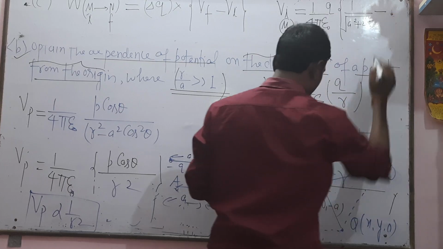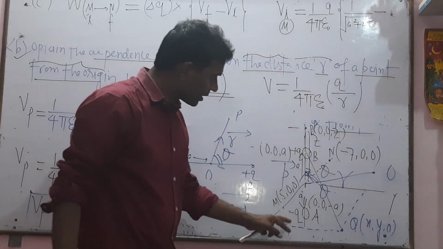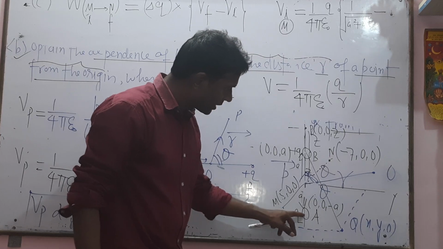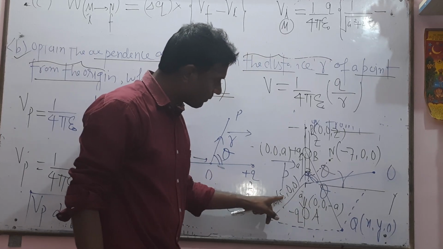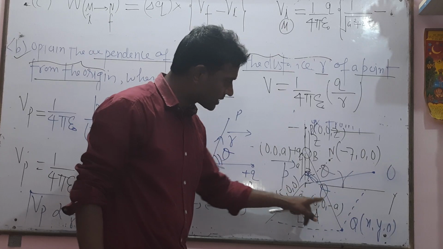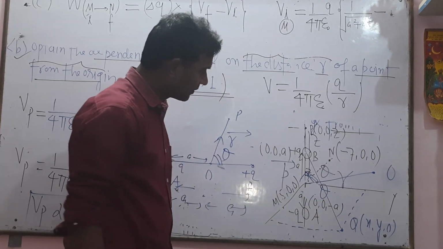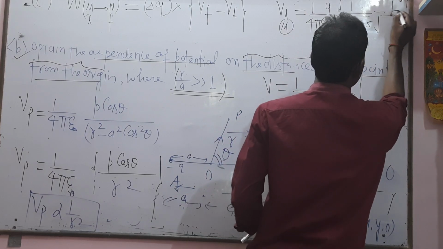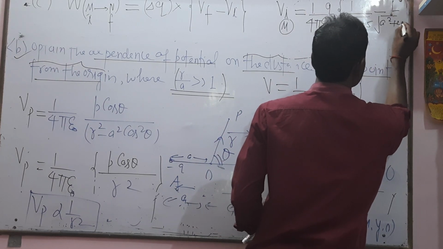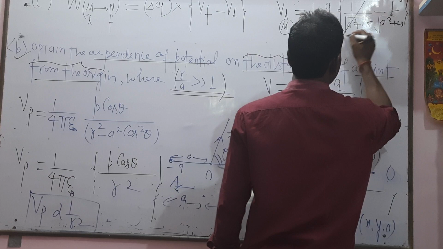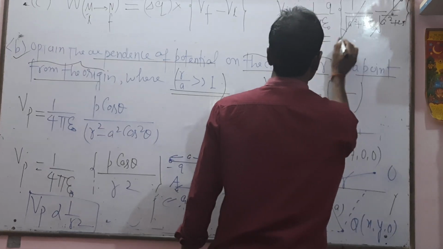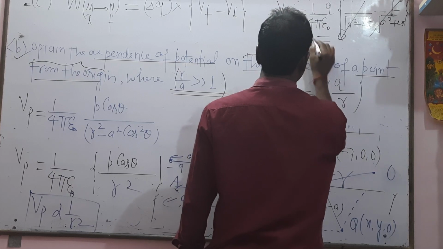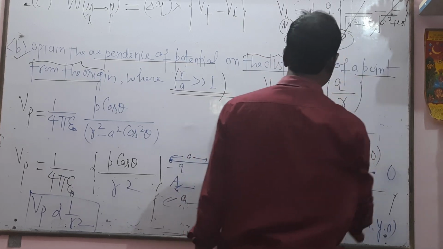Okay, this is due to the minus q charge, so this is the end point. So (0 minus 5) whole square, (0 minus 0) whole square, (minus a minus 0) whole square, implies a square plus 25. So 1 upon root of a square plus 25. This is the minus and this is the plus, so the value will be equal to 0. So the initial potential at point m will be equal to 0.